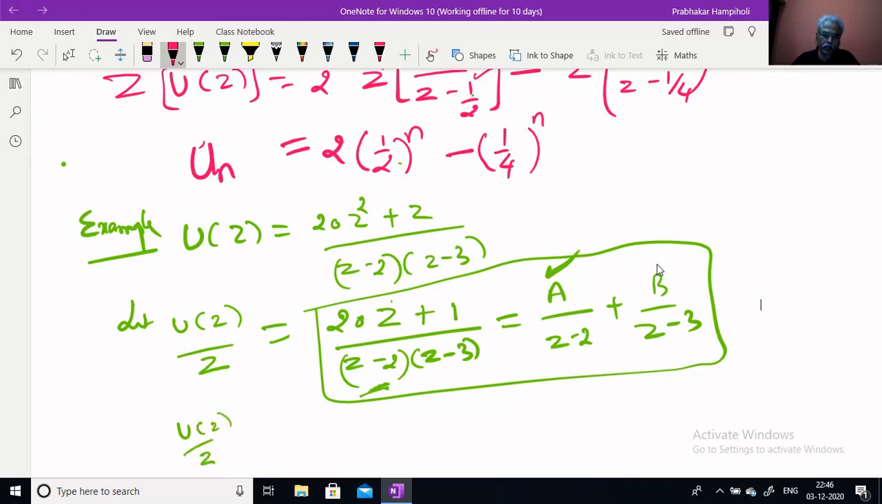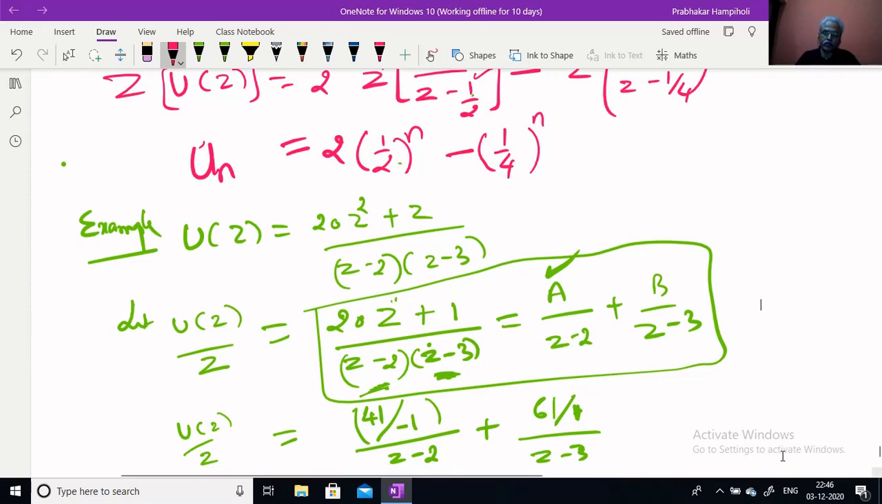U of z upon z therefore looks like this. For A, put 2 here and 2 here. 20 into 2, 40 plus 1, 41, divided by the denominator 2 minus 3, minus 1, whole divided by z minus 2. So in the numerator, for B, put z equal to 3 in the remaining except the z minus 3 factor. Don't put it here. So that 20 into 3 is 60 plus 1, 61, upon 3 minus 2, 1, whole divided by z minus 3.